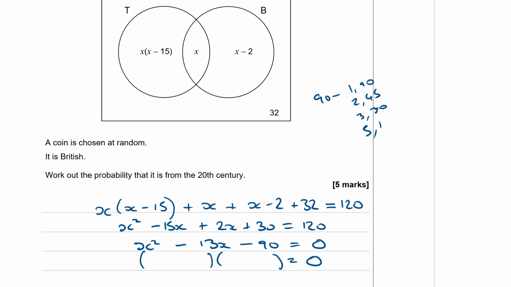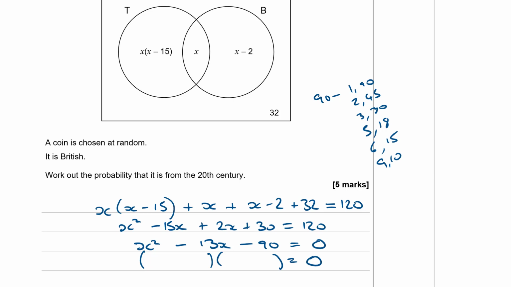5 goes in 18 times. Does 6 go into 90? Yep, it goes in 15 times. 7 doesn't, 8 doesn't, 9 does, 9 and 10. And I've kind of met myself coming down the other way now. So I think they are all the factor pairs.